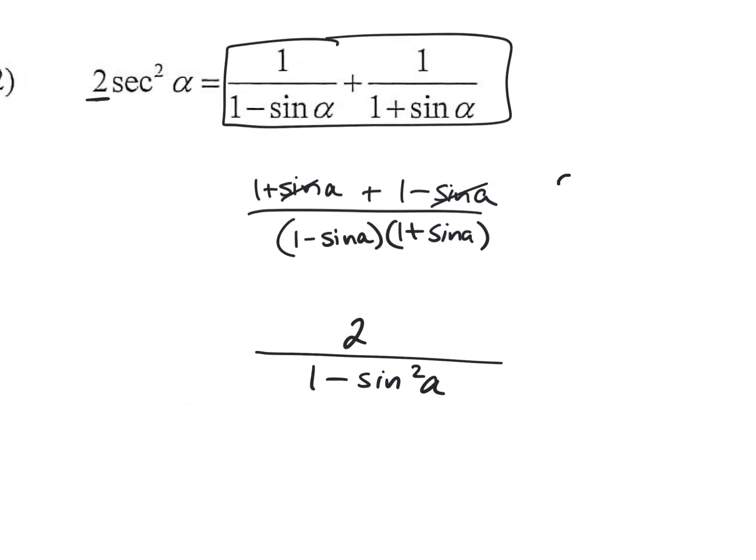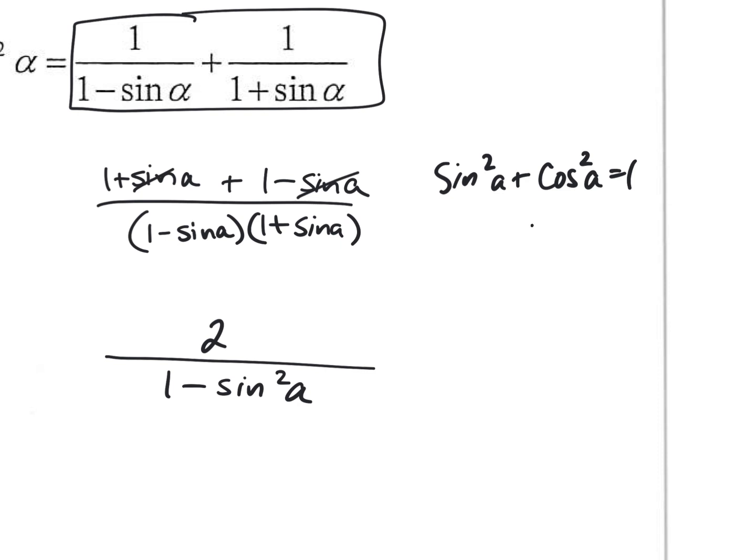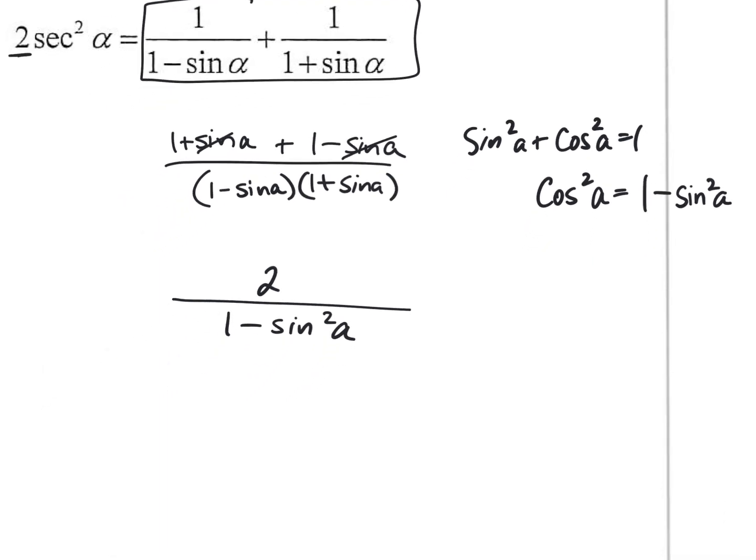Now, we know that sine squared A plus cosine squared A equals 1. So if I were to subtract sine squared A from both sides, I would get the statement that cosine squared A equals 1 minus sine squared A. This is simply a manipulation of our Pythagorean identity, so I can replace 1 minus sine squared A with cosine squared A.